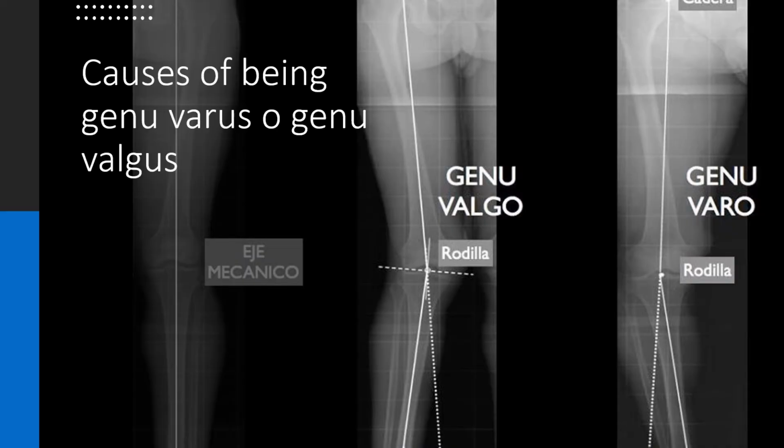The causes of being genu-varus or genu-valgus can be of post-traumatic origin, where the structure was hit and it doesn't recover in the right way. Hereditary, when you have relatives with a record of this condition, and structural, when it can originate when one leg is longer or shorter than the other lower limb.